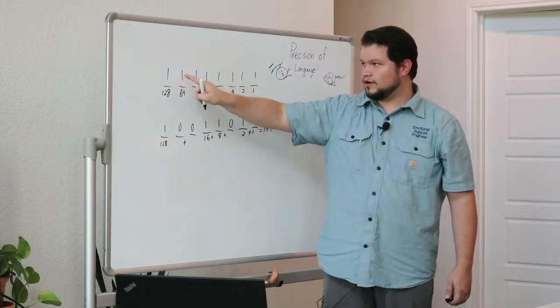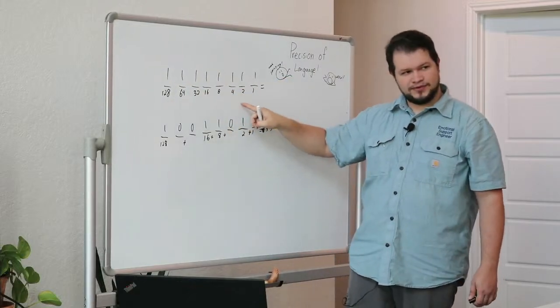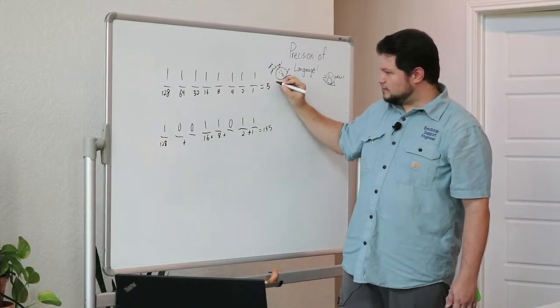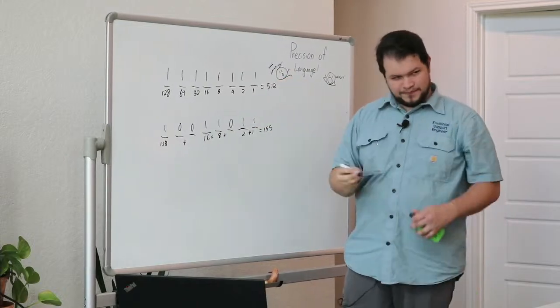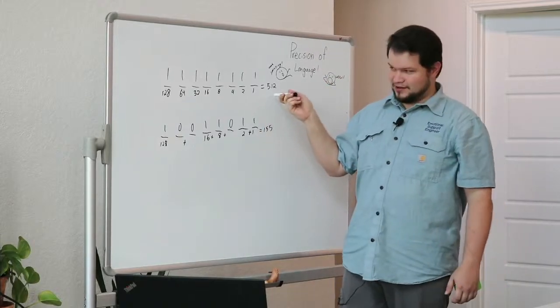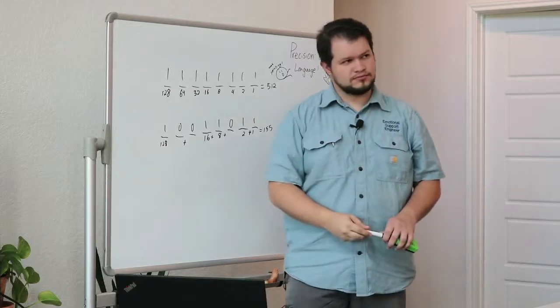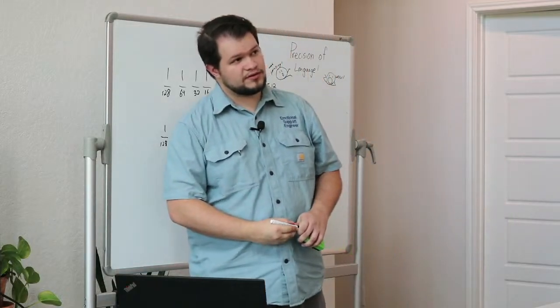But if all of them are 1, then this total, when you add all of these up, would end up at 512. So this is the maximum value you can get from 1 byte is 512. 255?